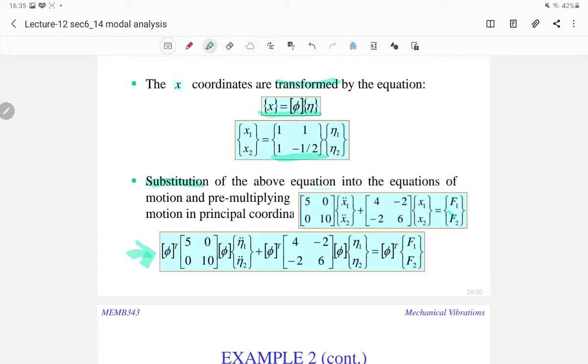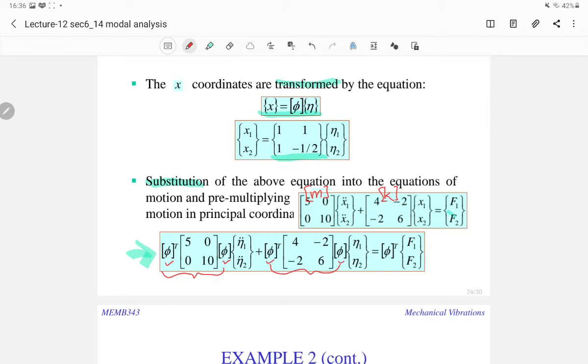If you remember, the next step is that you want to get this part diagonal, isn't it? You want to get MD and KD. This is your original M, this is your original K matrix. Now we want to make it diagonal, so you have to pre multiply it with the mode shape transpose, and post multiply it with the modal matrix.